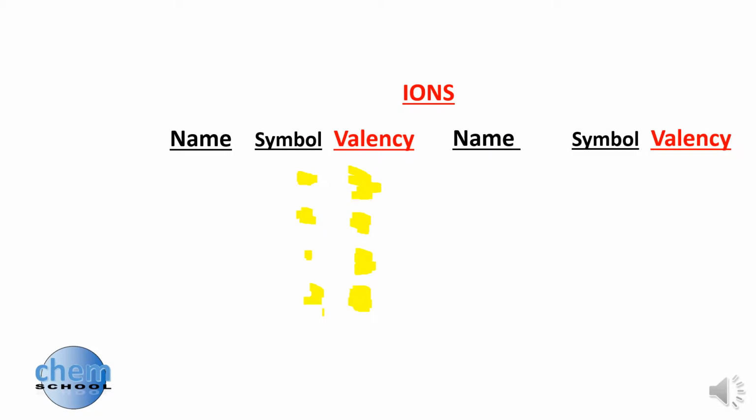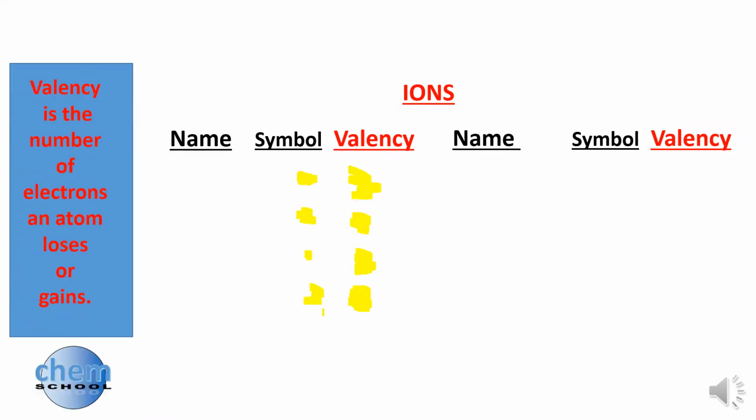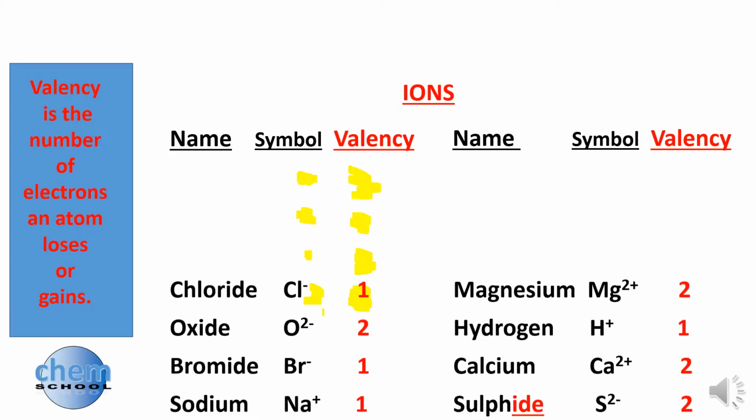The table below shows name, symbol, and valency of some ions we shall encounter. But first of all, what is valency? Valency is the number of electrons an atom loses or gains. Take a keen look at some of the ions.